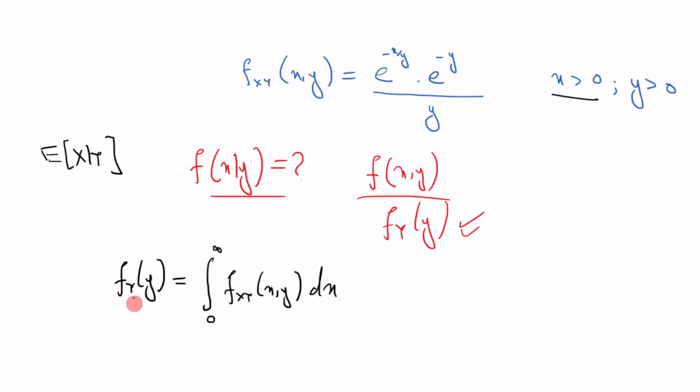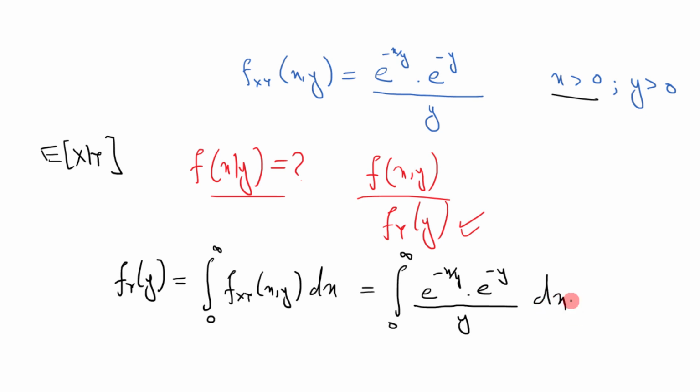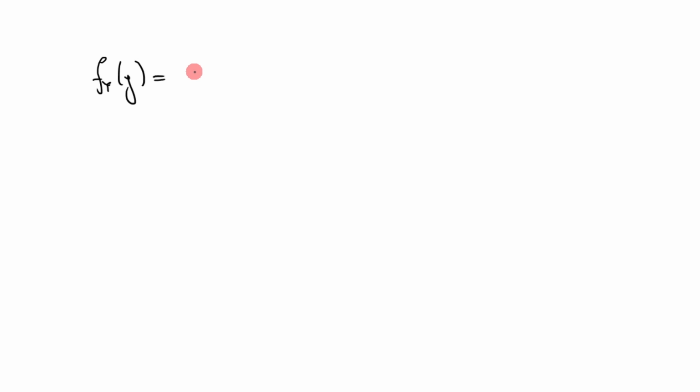As all of you know, if you want to find the marginal density of y, you need to integrate the joint density with respect to x. So let us put our joint density function expression in this equation. It will be equal to the integral from 0 to infinity of e raised to power minus x over y, e raised to power minus y divided by y, dx. Because we are integrating with respect to x, e raised to power minus y over y will be constant, so we can take it out of the integral.